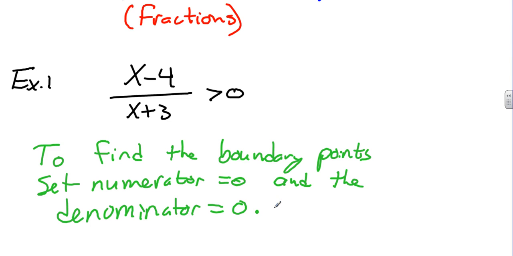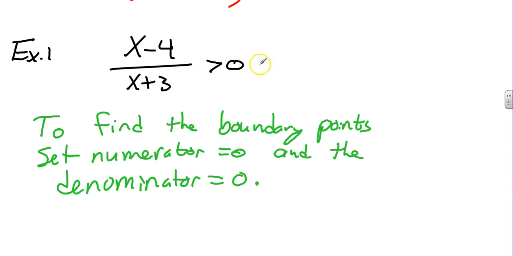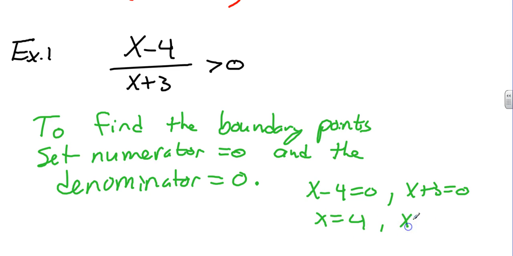And just like with the part before with the polynomials, you'll still take one value, plug it in that's anywhere in that boundary area, see if it makes it true or false. Go through and do the same thing. So the only difference on this one is that you're just going to do numerator equal to 0, denominator equal to 0, and that'll be your two boundary points. So for this one, pretty straightforward. It's x minus 4 equal to 0 and x plus 3 equal to 0. So that's x equals 4 and x equals negative 3.